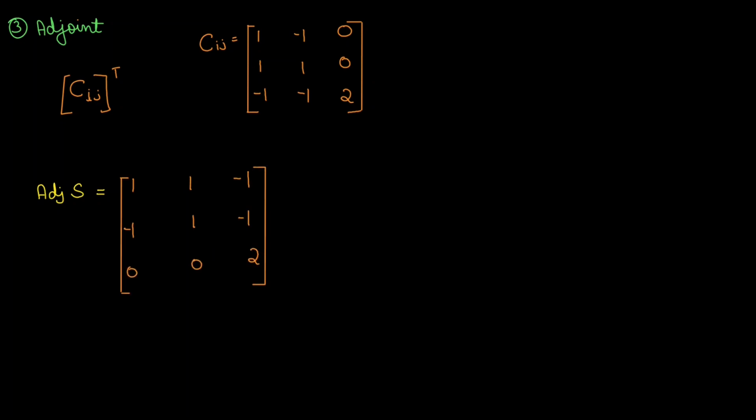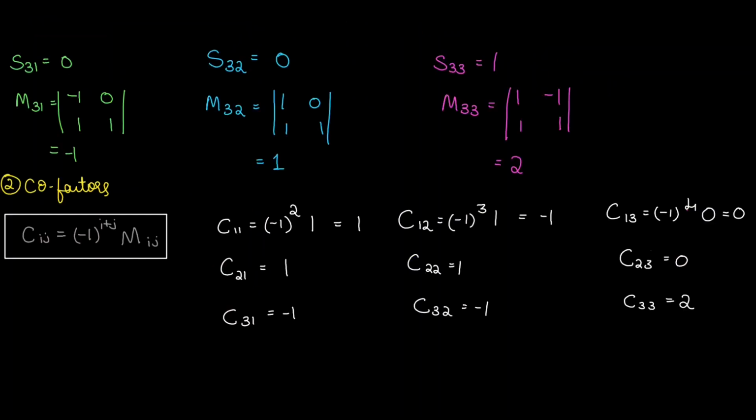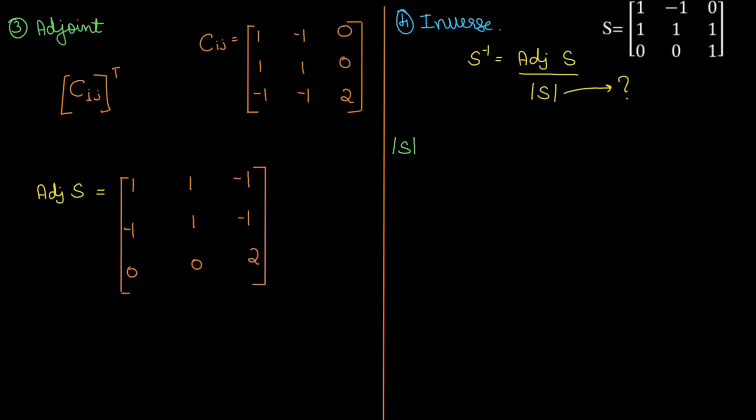Now the final thing is the inverse of the matrix. It is given by S inverse equals adjoint of S divided by determinant of S. We need to find the determinant. We don't know the determinant, so we will go to the question. Determinant of matrix S will be 1 times, that should be 2. How I write this, I will be explaining at the end of the video. Now we need to divide the adjoint of S by 2 and our answer will be the inverse.